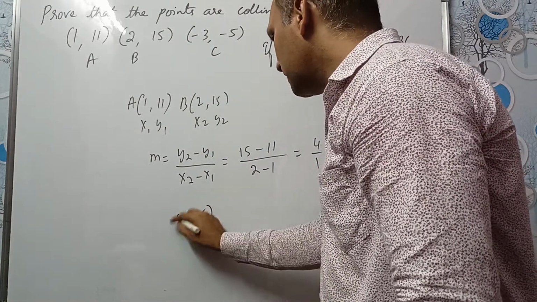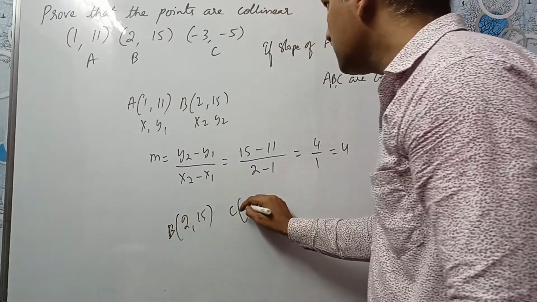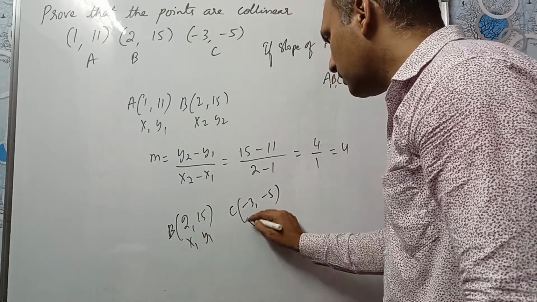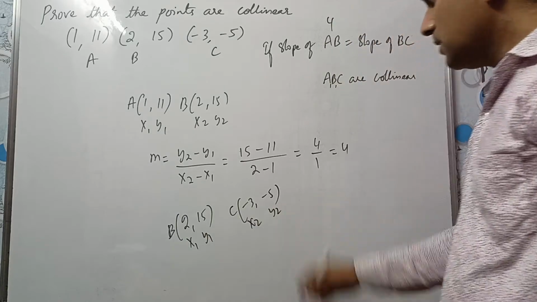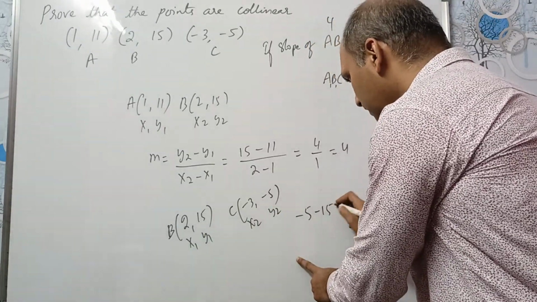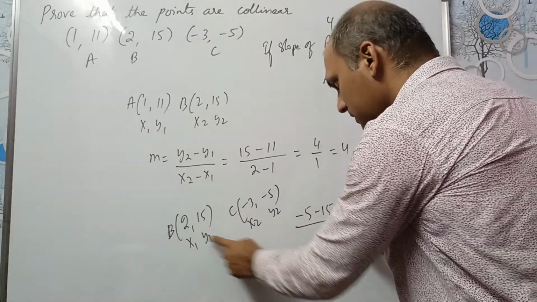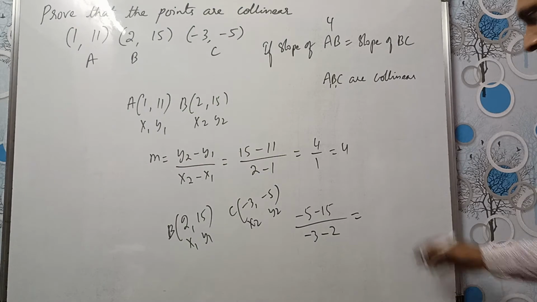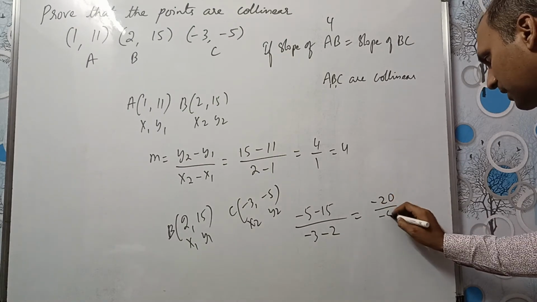2 comma 15 is the value of B. C is how much? Minus 3 comma minus 5. Let us take this as x1 y1, this as x2 y2. Okay, slope now will be y2 minus y1. So minus 5 minus 15 divided by x2 minus x1. Minus 3 minus 2. Minus 20 divided by minus 5.